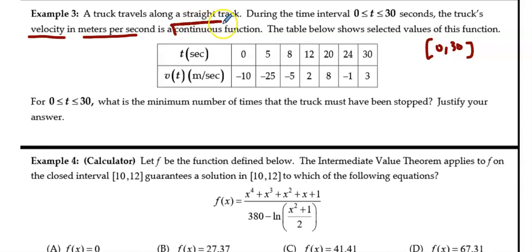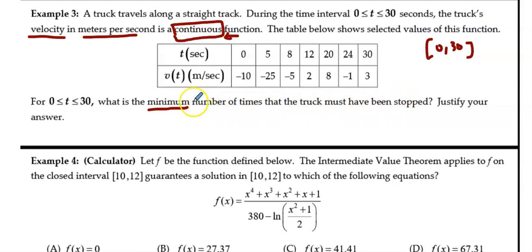So, highly important word right here. We have to tell you guys it's a continuous function, right? It's got to be stated there. The table below shows selected values for this function. So we're looking at these problems and we're given the velocity of our truck. It says for 0 to 30, so in this interval, what's the minimum number of times? The minimum number of times, not how many, but what's the least number of times that the truck must have stopped? Justify your answer.